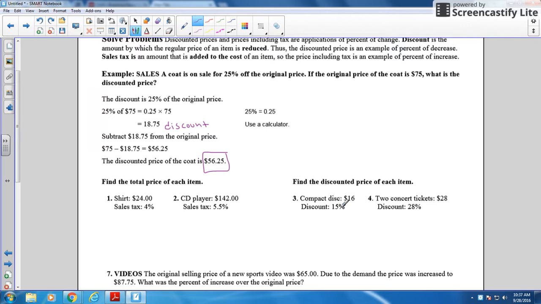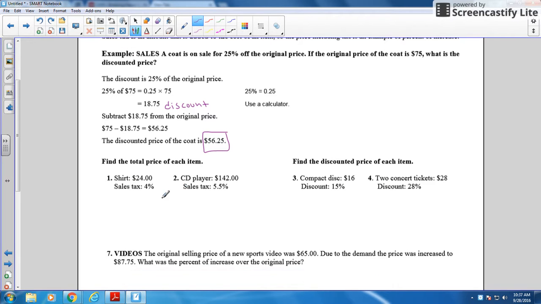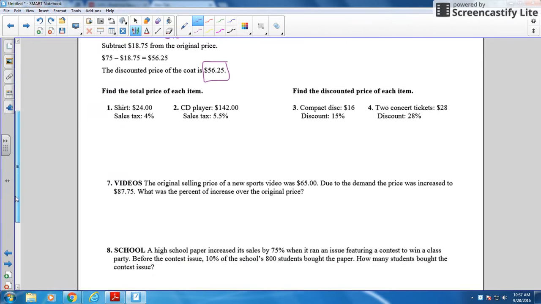So there's two like that that are discounts. 3 and 4 are discounts. 1 and 2 are sales tax, where we're going to just take 4% of 24 and find out how much sales tax that is, and then we'll add it to 24 because it's an increase. So give those a shot.